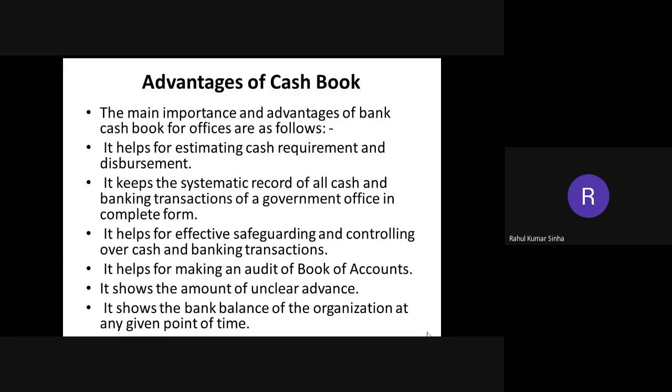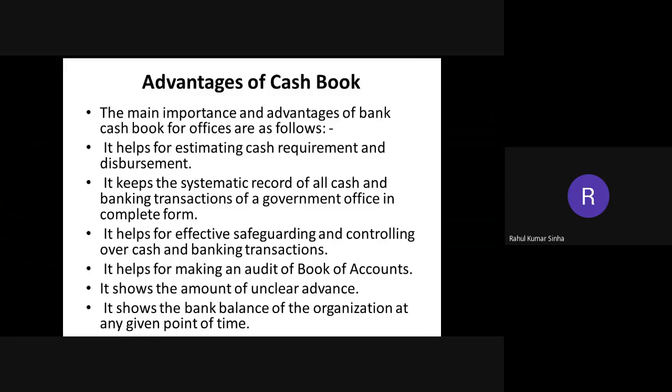It keeps the systematic record of all cash and banking transactions of government office in complete form. It helps for effective safeguarding and controlling over cash and banking transactions. It helps for making an audit of accounts. It shows the amount of unclear advance. It shows the bank balance of the organization at a given point of time.